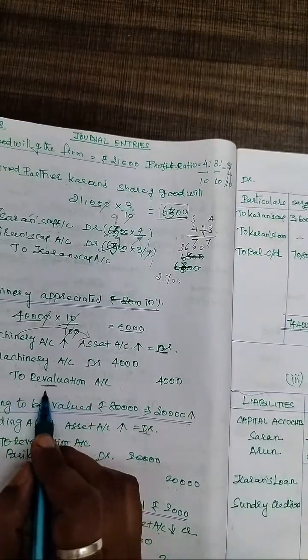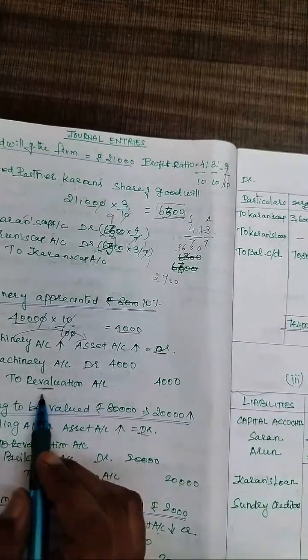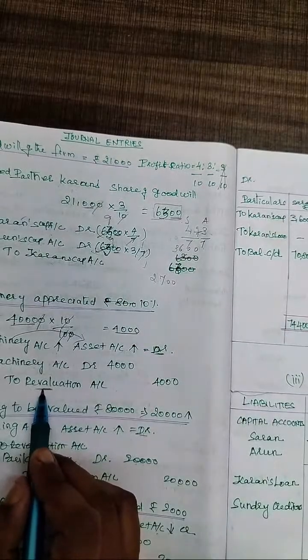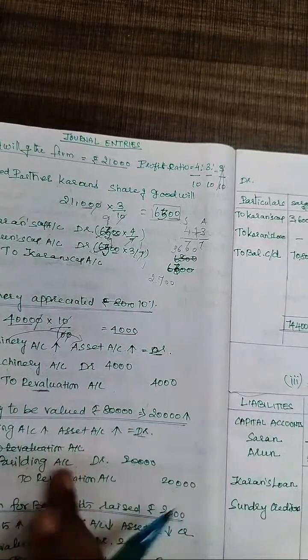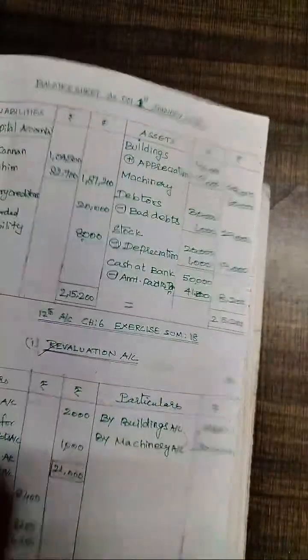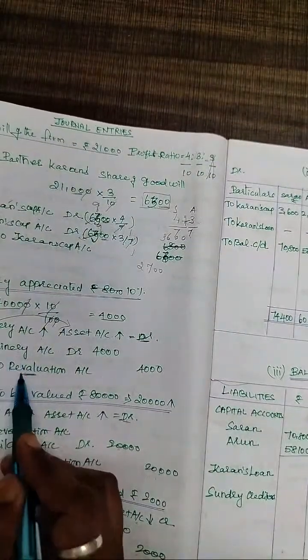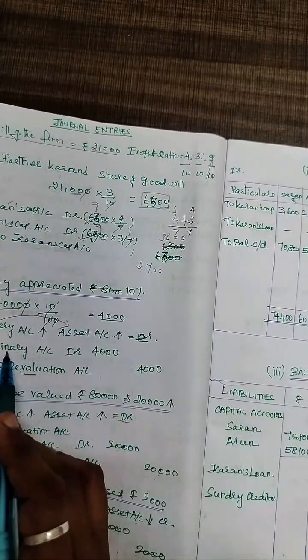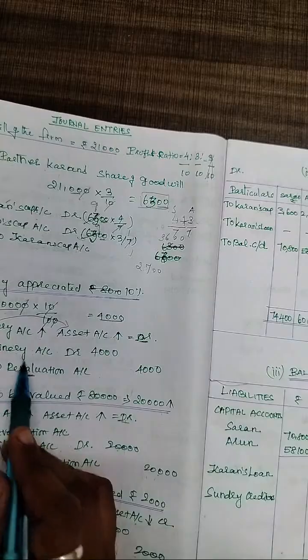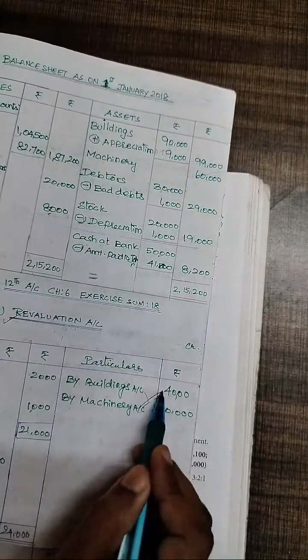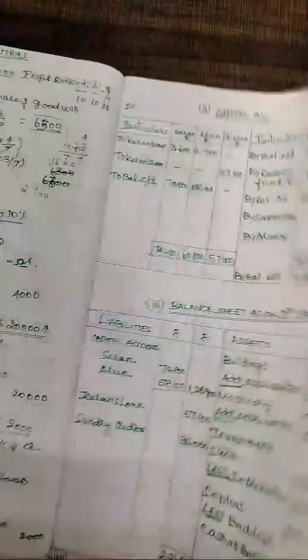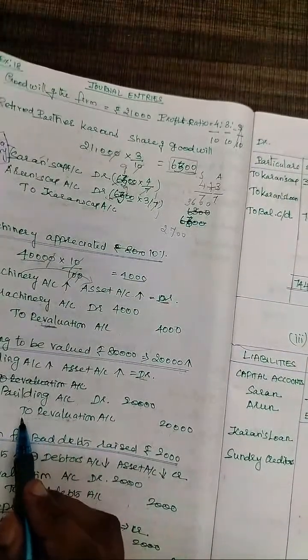So let's take this first transaction. Where does revaluation account appear in this journal entry? Revaluation account appears on credit side. Okay. If the revaluation account is on credit side, what you have to do? You go to credit side of the revaluation account and enter the opposite account. Which is the opposite account from the revaluation account? Machinery account is the opposite account. So you go to credit side of the revaluation account and enter machinery account 4,000 rupees. Okay. Enter.